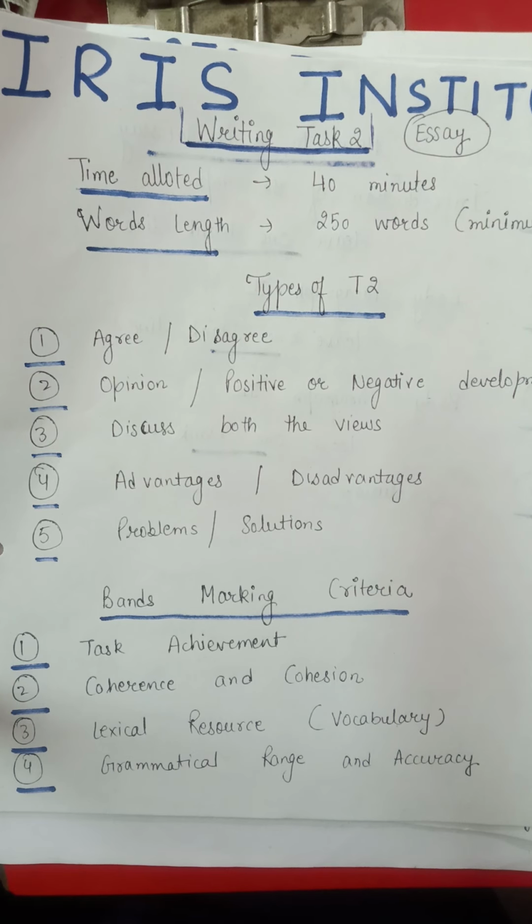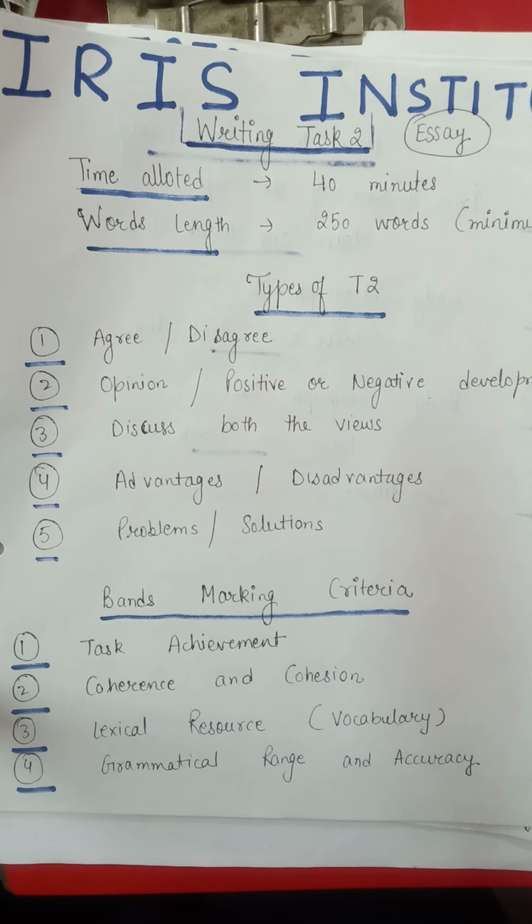Third one is discuss both the views. For example, some people say children should be given homework on daily basis and others say no. You need to discuss both the sides. Fourth one is advantages and disadvantages. Means if I give you a simple example, mobile, it has advantages, it has disadvantages. So this type of question can come to you. And the last one is problems and solutions, corruption or government policies, anything. Fine. So these are the 5 types of questions.